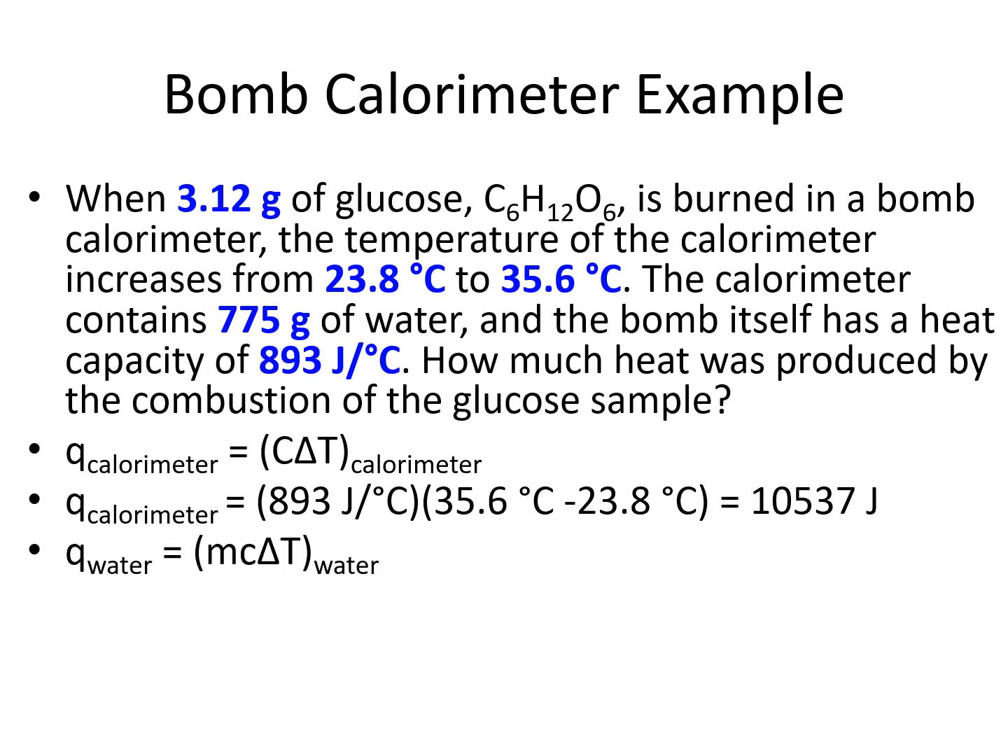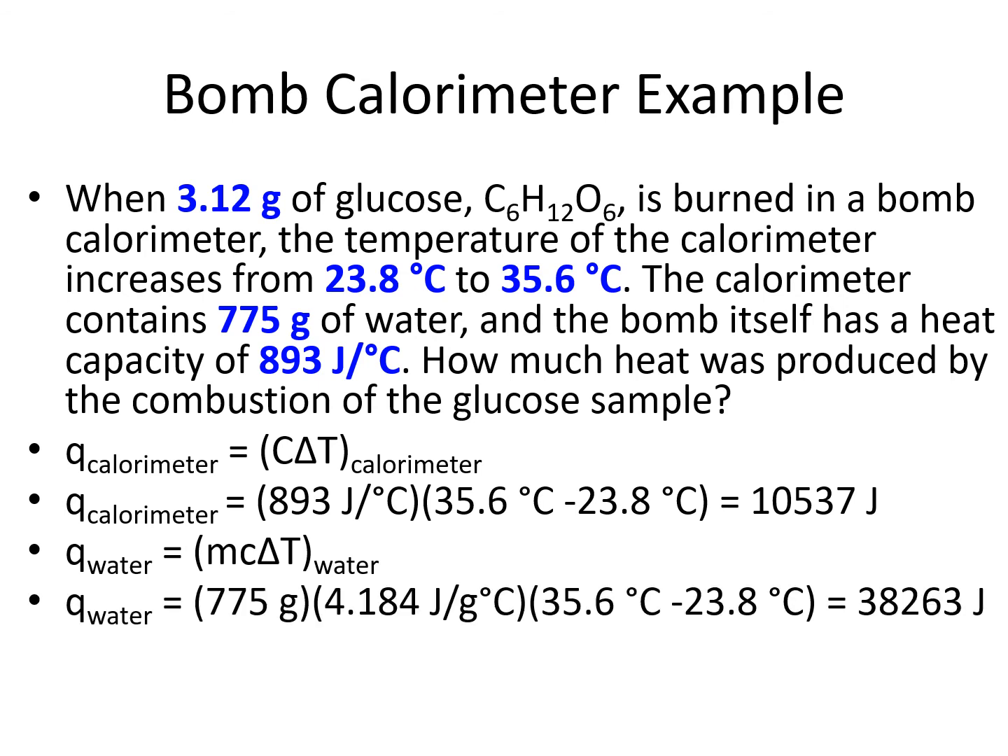The Q for the water, we're going to calculate based on the Q equals MC delta T. So we have a mass of the water, which is 775 grams. The specific heat of water is that same 4.184 that we've been using all along. And the temperature change of the water is going to end up being the same as for the calorimeter. So we're still going to do that 35.6 minus the 23.8 for our water as well as for our calorimeter. So for the water, we end up with a heat of 38,263 joules.